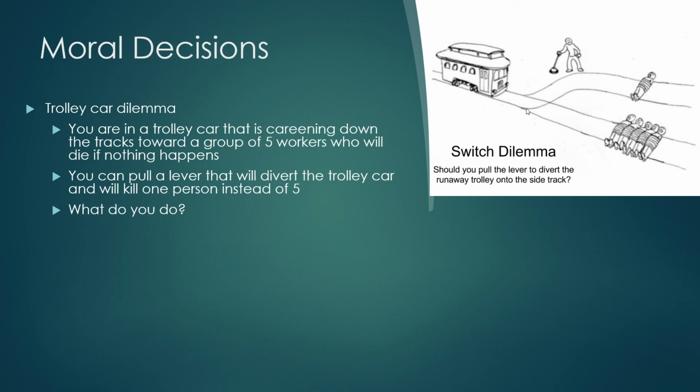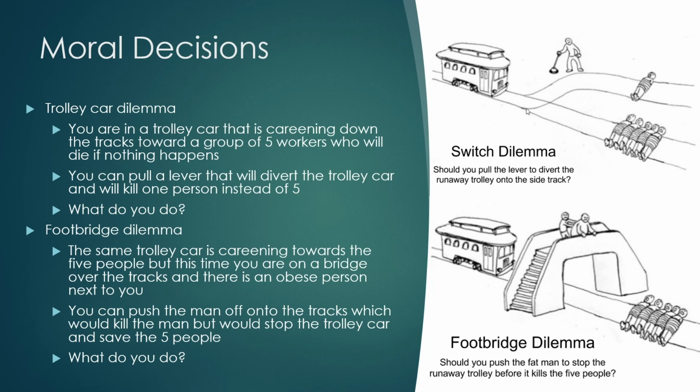But if we add a little bit of a twist to this dilemma and we say, instead of having a switch that you can throw, instead you're standing on a footbridge and there's this heavyset man in front of you. And if you push this heavyset man off and he falls on the tracks, his weight is going to be enough to stop the trolley car. So this guy, 1 person, is going to die. Or if you don't do it, the trolley car is going to keep going and it's going to kill 5 people. What would you do in this case? So now this seems to be the exact same logical conclusion as the one on top. You're killing 1 person and you're saving 5.